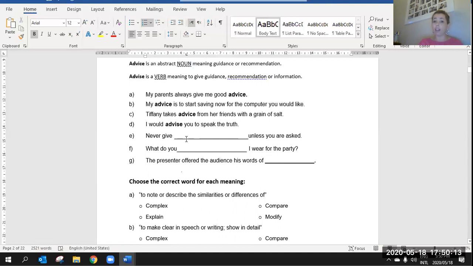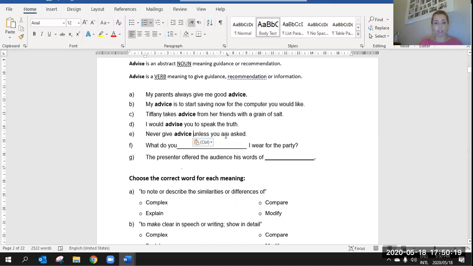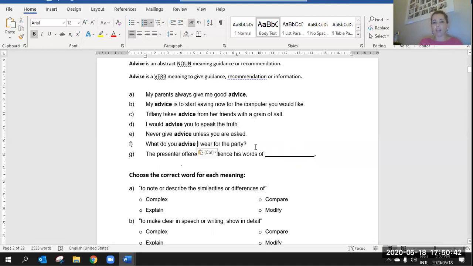Never give advice unless you are asked. Once again, we can see it as a thing that is being given. Never give advice. So we've got advice with a C. What do you advise I wear for the party? I'm not asking what thing you are giving me. I'm actually asking you to do it. What do you advise? Again, I'm asking for an action on your part. Can you start seeing the difference? So for this one, I'm using the one with an S. You're not asking them to give you advice in the sentence, but to advise you as an action. So you see, same thing, but different.